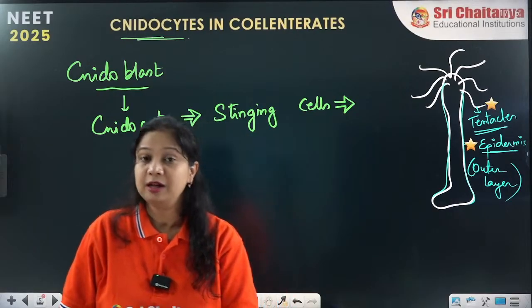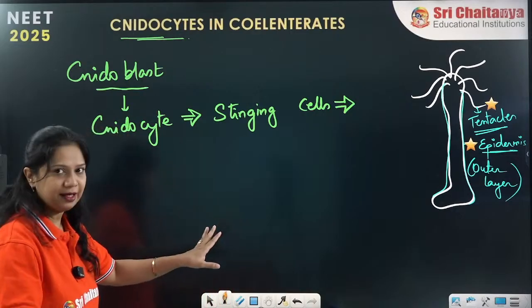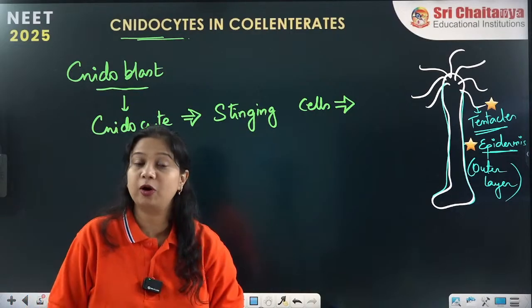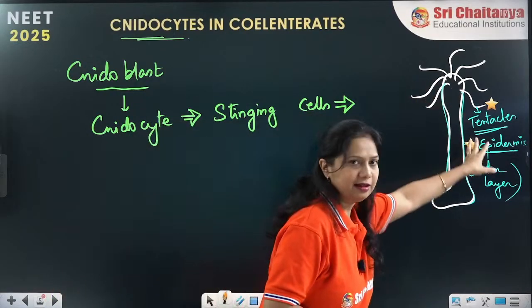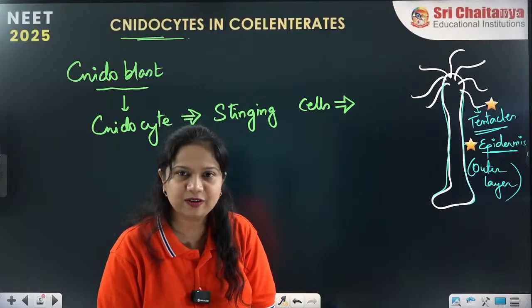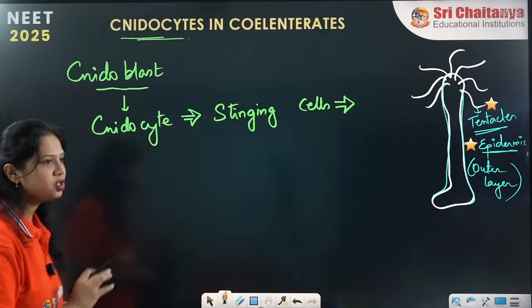So that is why the cnidoblasts are present only on the outer body wall or outer surface of the body as well as on the tentacles. Okay, is that clear to every one of you? I am very sure you have understood it.